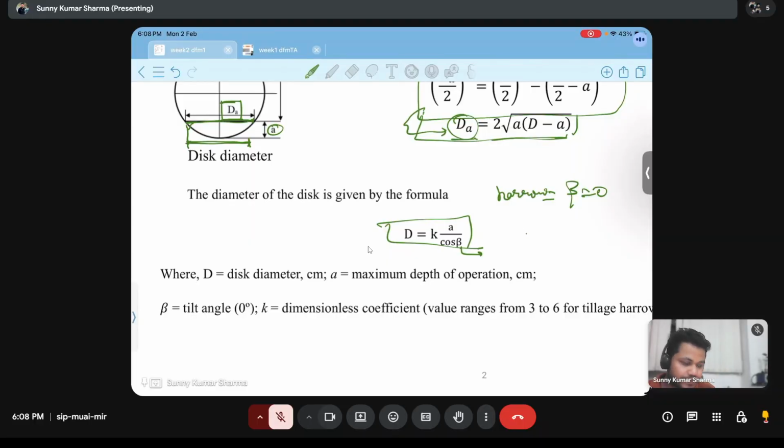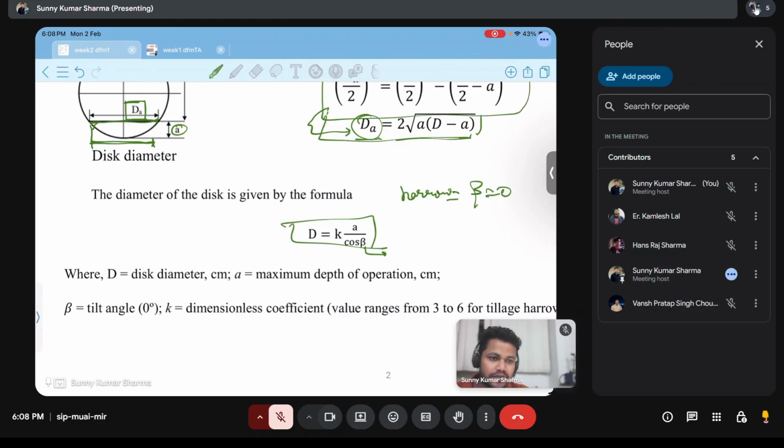And in case of a disc plow, what is the tilt angle? What is the value of the tilt angle in case of a disc plow? Hans Raj. Once, what is the value of the tilt angle? 15 to 25.